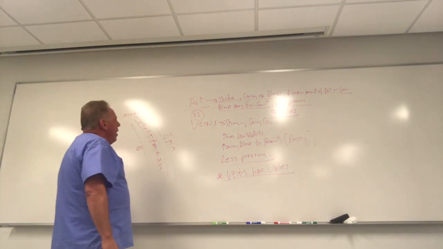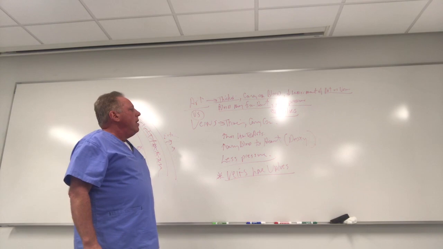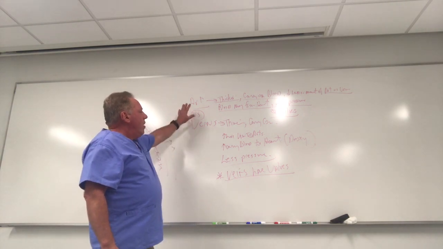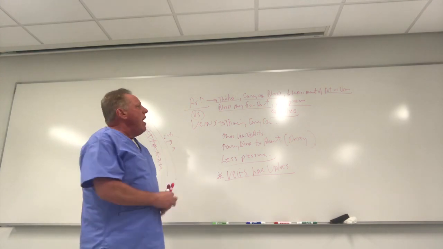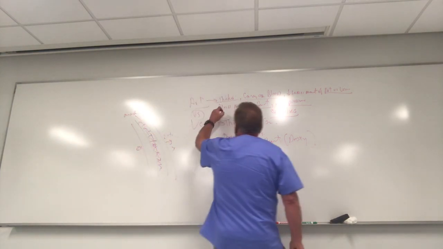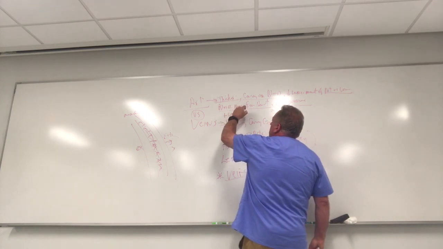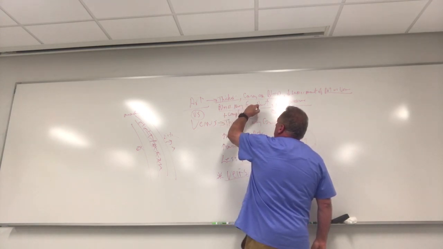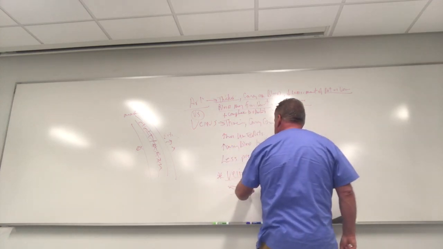Okay, so veins and arteries have very good differences in compliance, the ability to stretch. Arteries are compliant, whereas veins do not like to stretch.